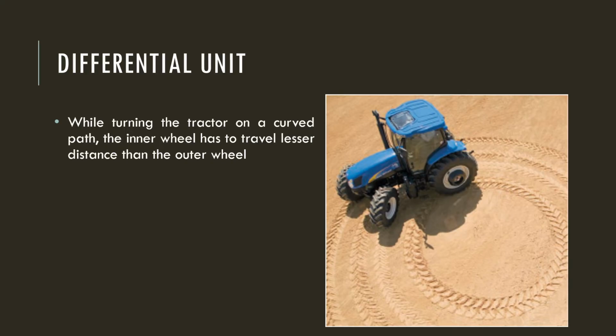So the differential unit is required when a tractor takes a turn. Not only a tractor but automotive vehicles, when taking a turn, require a differential unit. When a tractor is taking a turn, as you can see from this figure, the inner wheels have to travel around a circle of this diameter, whereas the outer wheel has to travel a perimeter of a diameter which is further more than the inner diameter.